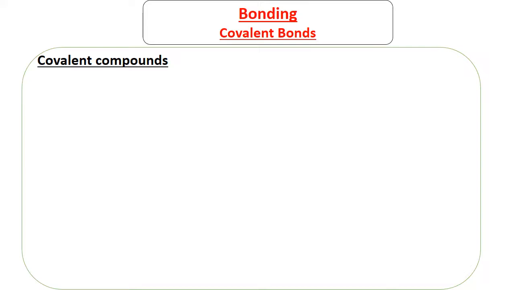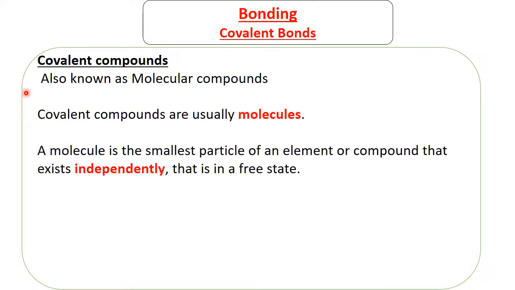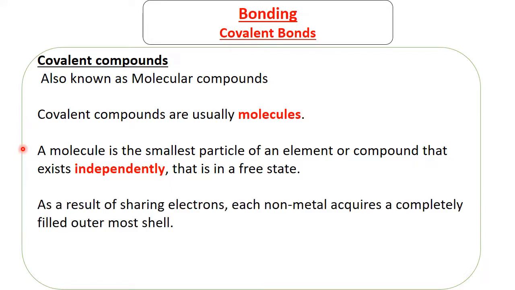So covalent bonding results in the formation of what are called covalent compounds, which are also known as molecular compounds. Covalent compounds are usually molecules. What is a molecule? A molecule is just the smallest particle of an element or compound that exists independently. By independently, it means it is in a free state.